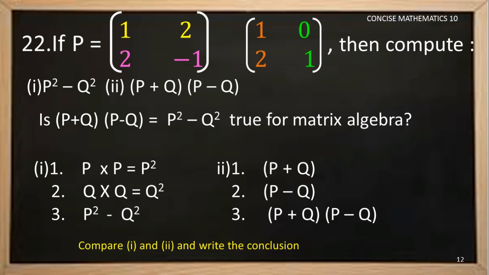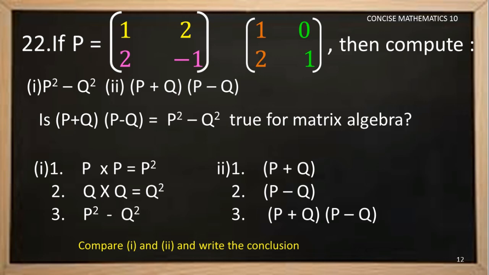We need to calculate P square minus Q square and (P plus Q) into (P minus Q), and hence we need to verify whether (P plus Q) into (P minus Q) is equal to P square minus Q square. So in the first step, the solution will be explained. You need to find the solution, children.